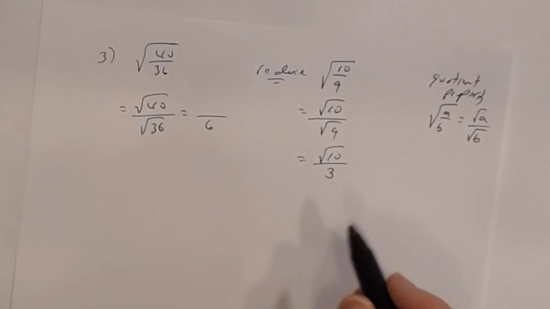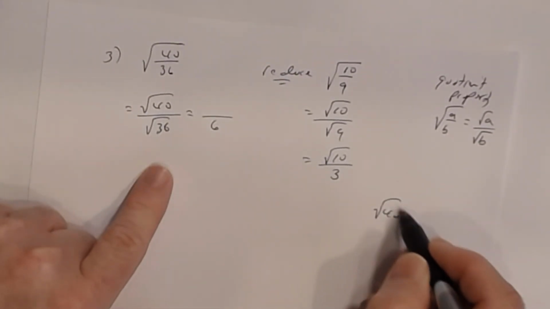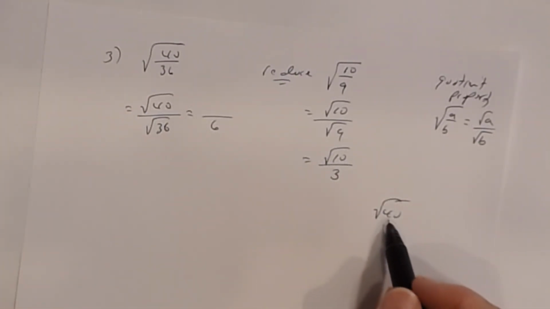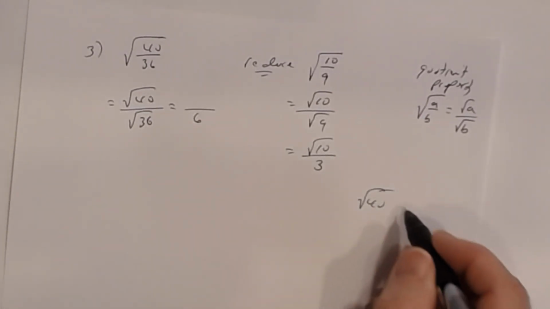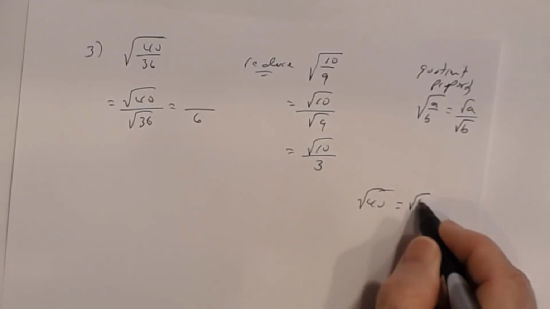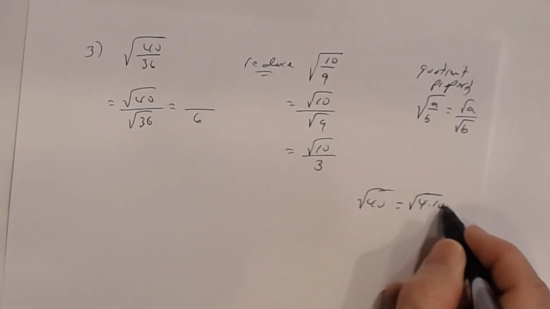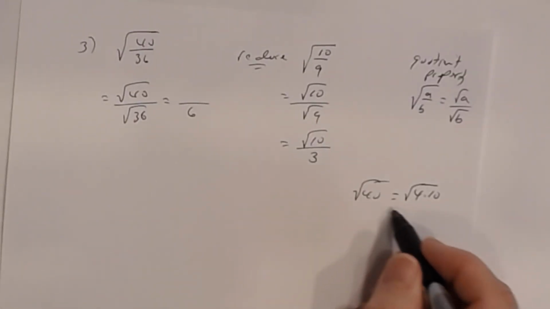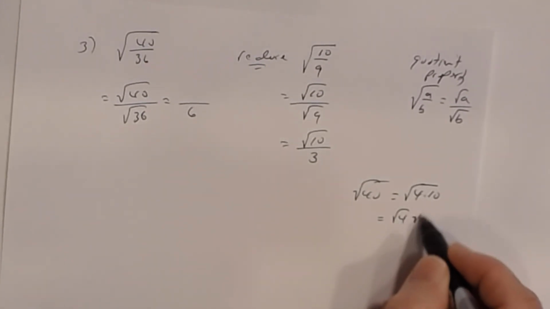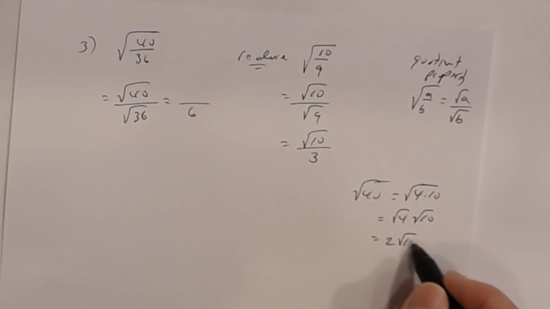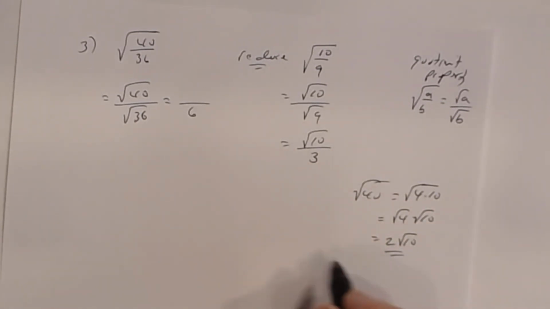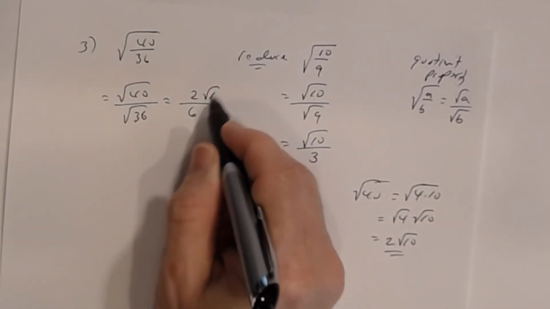Let's go to the square root of 40. I'm going to put the square root of 40 right here. Can I simplify the square root of 40? Yes. What is the largest perfect square that goes into 40? The answer is 4. That becomes the square root of 4 times 10. Using that product property, I get the square root of 4 times the square root of 10. The square root of 4 is 2, so this is 2 square root of 10. So that's the numerator.